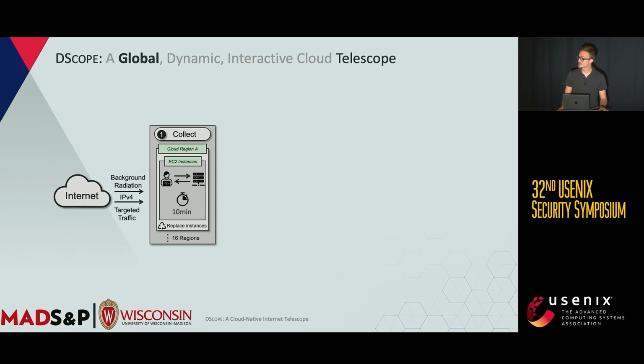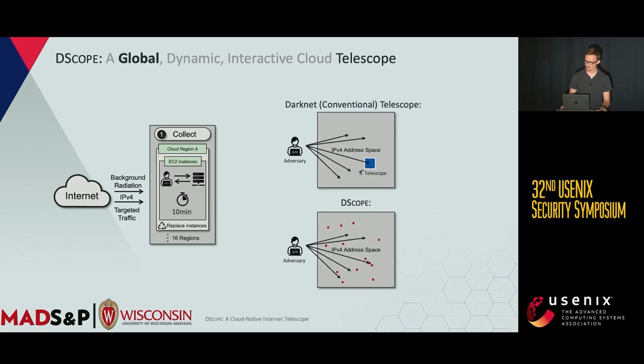And finally, DScope is global, deployed in 16 cloud regions worldwide. In effect, whereas traditional darknet telescopes sit on a single homogeneous range of IP addresses and do not respond to inbound traffic, DScope sits on a varied and ever-changing range of IP addresses that is in situ with services that adversaries are actually targeting, yielding improved coverage.